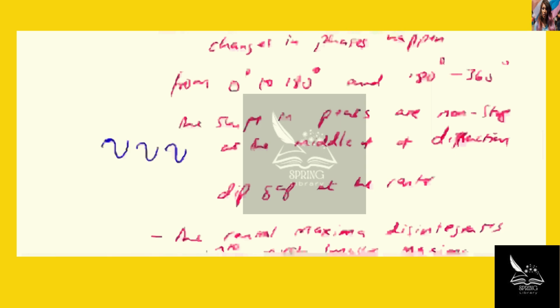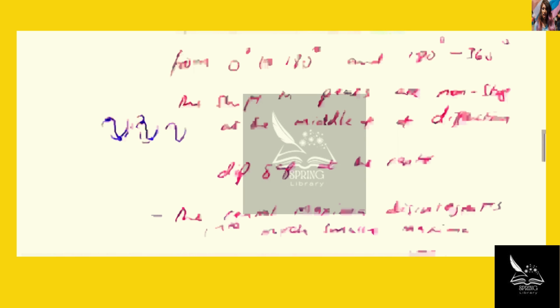This one goes to a valley, and then the valley goes back to a peak, and then the peak goes back to a valley. So it's a continuous process. And so the central maxima splits into smaller maxima, which are modeled by this equation.